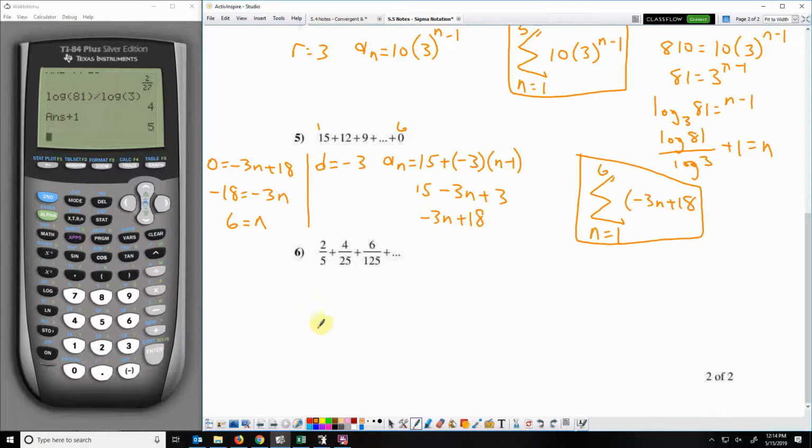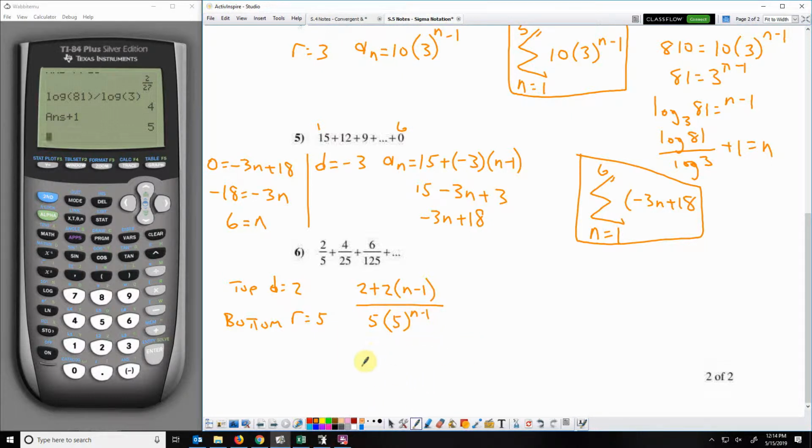And last, number 6, it looks like in the numerator we are adding 2. So on top, I've got a difference of 2, and on the bottom we're multiplying by 5. So on the bottom, r equals 5. So I'm going to have two separate expressions again. So on top, I've got first term plus the common difference times n minus 1. And on the bottom, I've got the first term times the common ratio to the n minus 1 power.